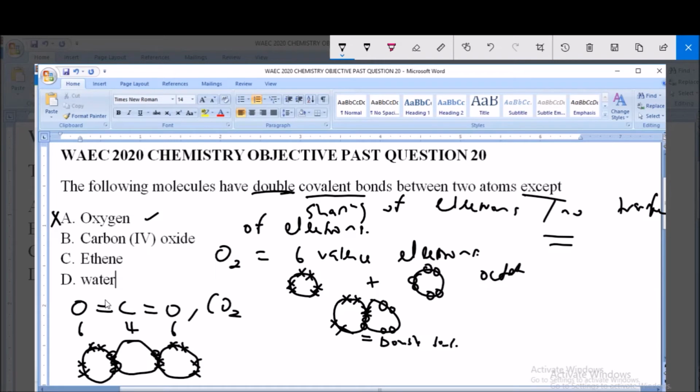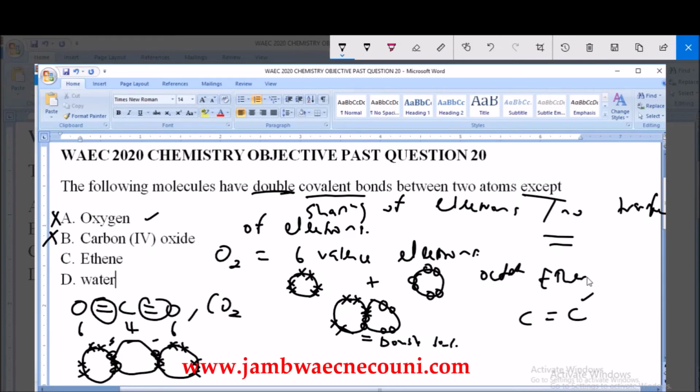So that's where these 2 double bonds arise. You have 2 double bonds. You have one here and another double bond here. So this possesses double bonds and is not the answer to the question. Now option C, which is ethene, has a structure like this, a rather complex structure like this. This is an ethene molecule.